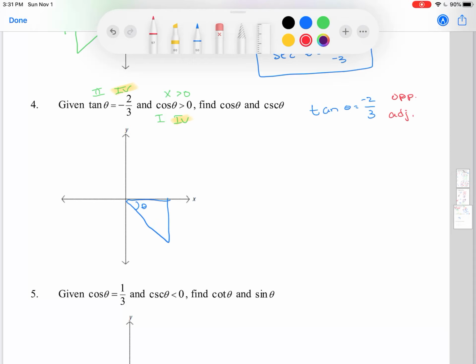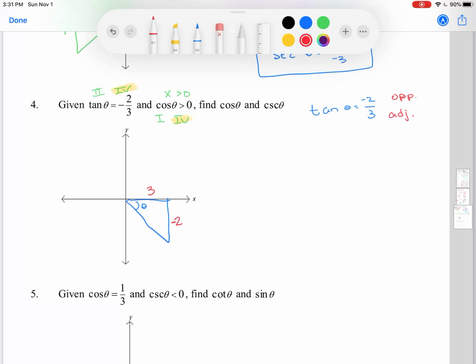Well, tangent of theta, -2 over 3, that tells me that it's opposite over adjacent. So let's fill in those 2 values. We'll worry about the negative in just a moment. So my opposite is 2. My adjacent is 3. Looking at this picture, which one is going to have to get the negative? And that's going to have to be the 2. We just so happen to write it correctly the first time.